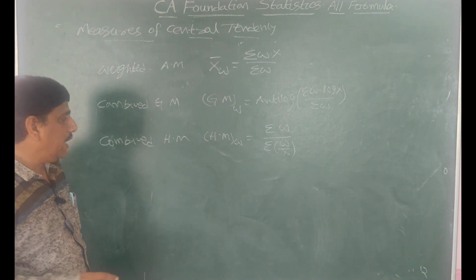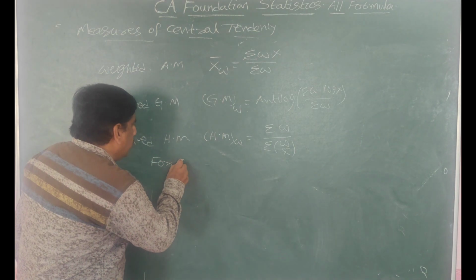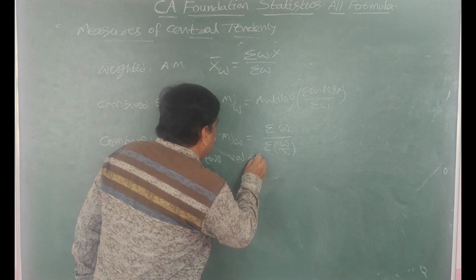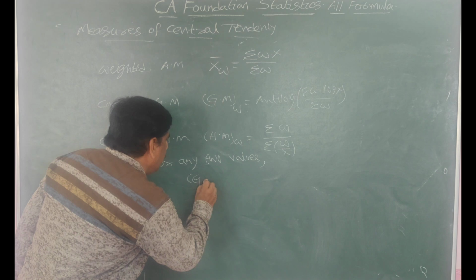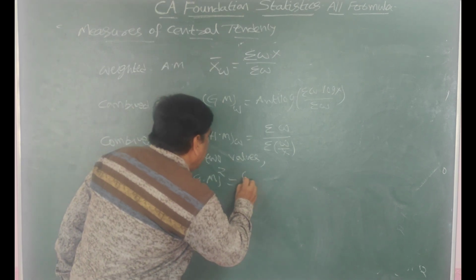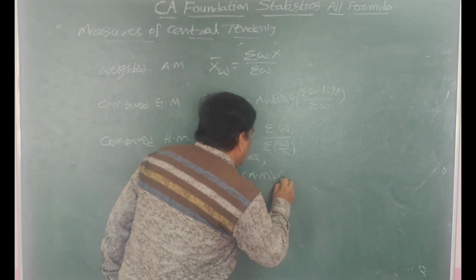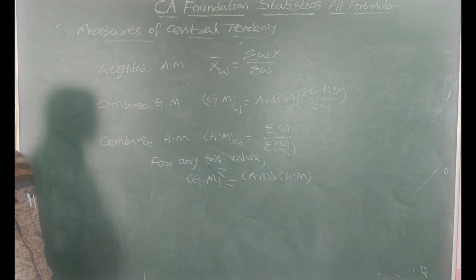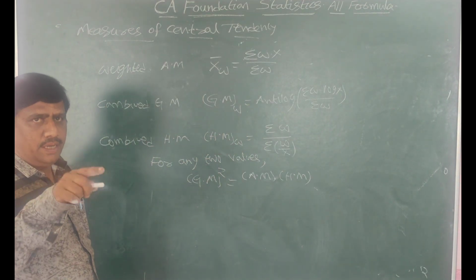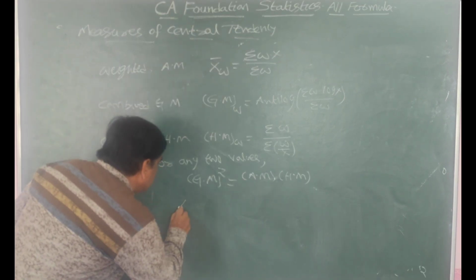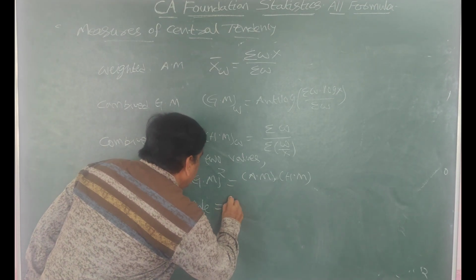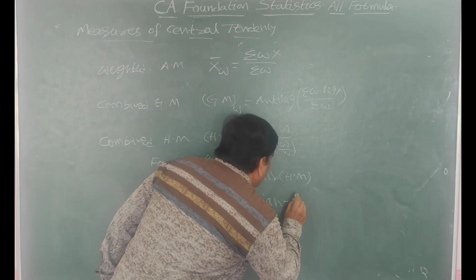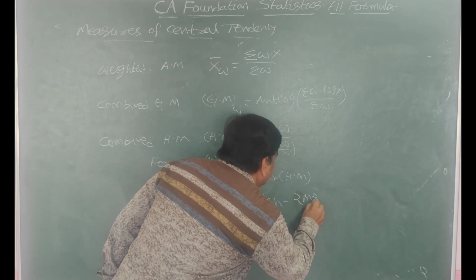Similarly, for any two values, we have a relation between AM, GM and HM, which is nothing but GM squared equals AM into HM. For any two values, the relation between AM, GM and HM is this one. And similarly, we have another relation, the relation between mean, median and mode, which is mode equals 3 median minus 2 mean.